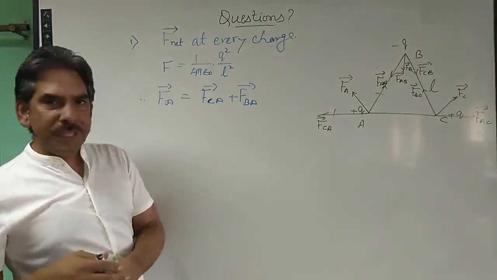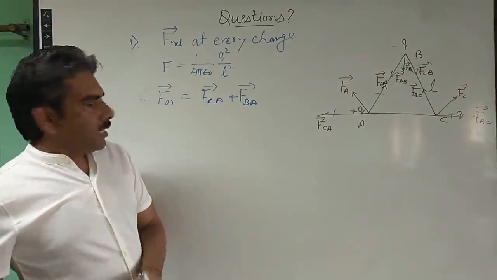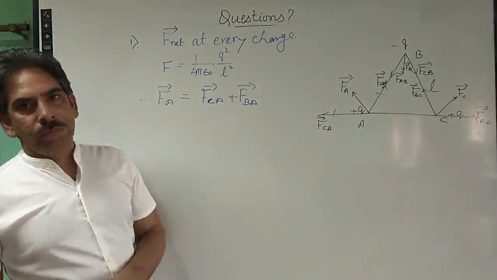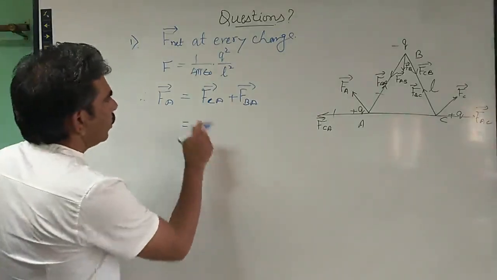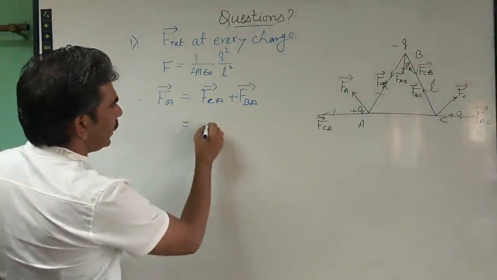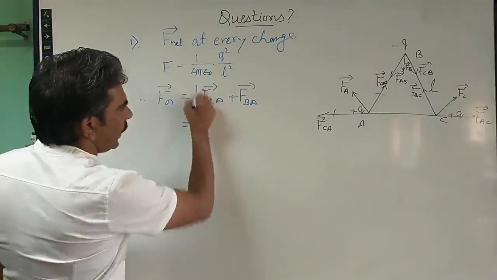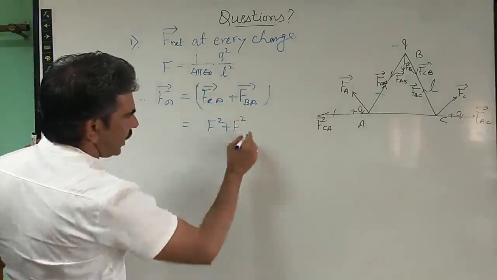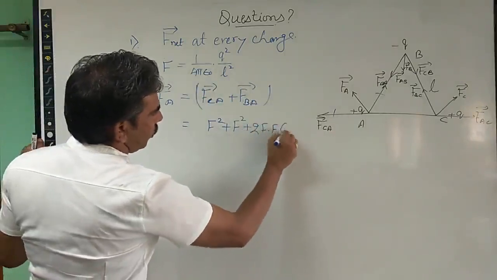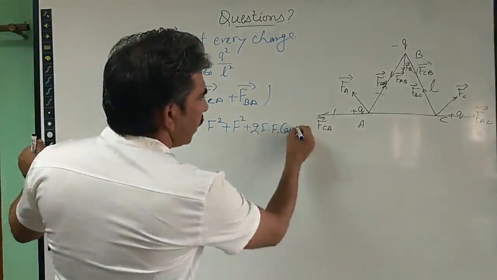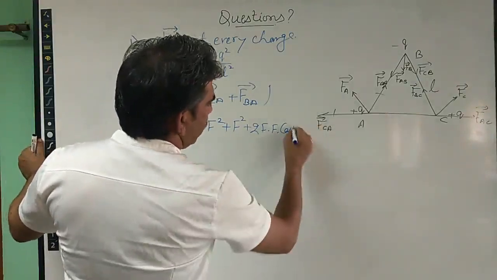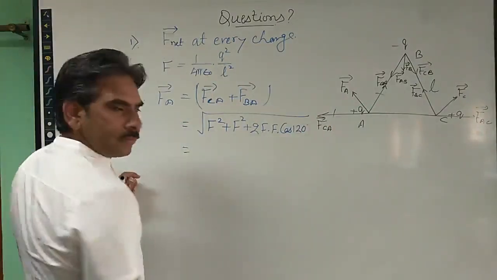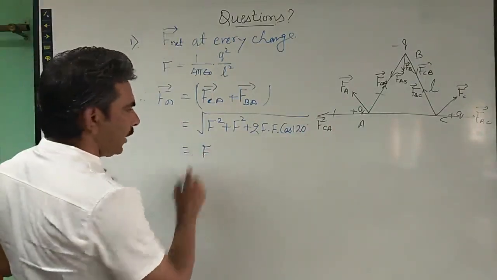So this is the principle of superposition. Now we can simply apply the parallelogram law of vector addition and calculate the value. Because the values are the same, we can write it as the common name F. So how do we write the parallelogram law of vector addition here? It is under root F square plus F square, because both the forces are same, plus 2F into cos of, because the forces are inclined at each other at 120 degree. So as discussed earlier, this force results equal to F.